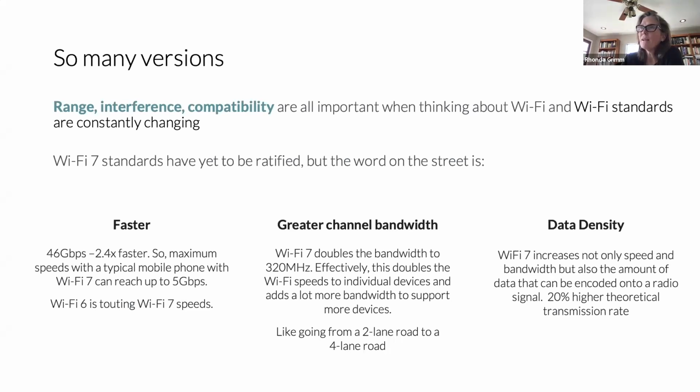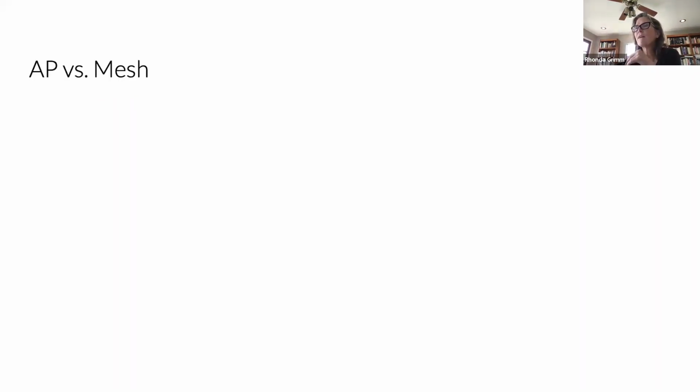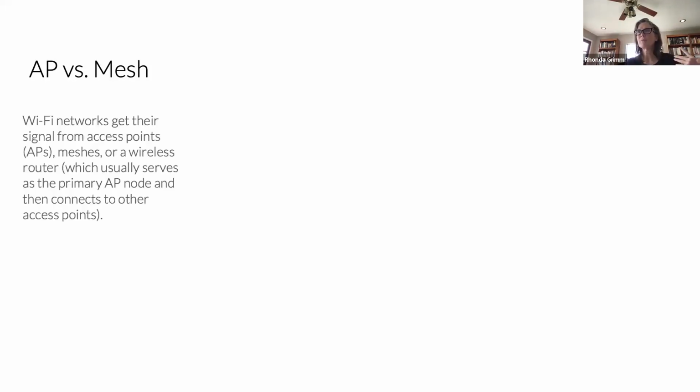Wi-Fi 7, in any of the Wi-Fi standards, is getting pretty fast. It'll never be as fast as wired devices. And that's why for wired routers like ours, we decouple the Wi-Fi from the router because we just want to unburden it from all this. The other thing is, you've heard of APs and meshes, access points versus a mesh. The network gets its signal from either the access points or the meshes or even a wireless router.